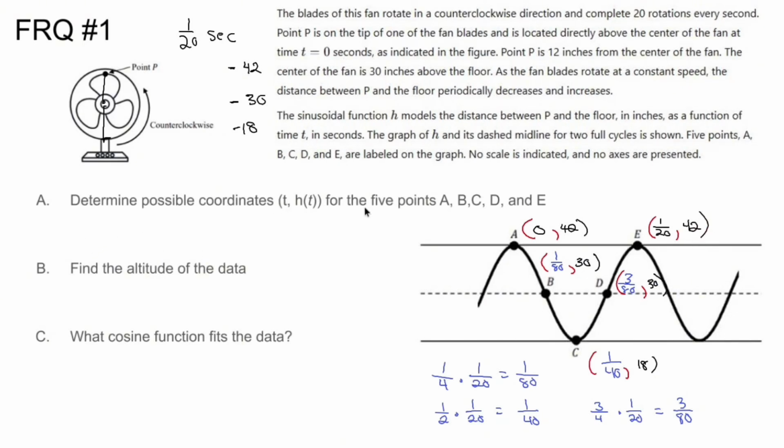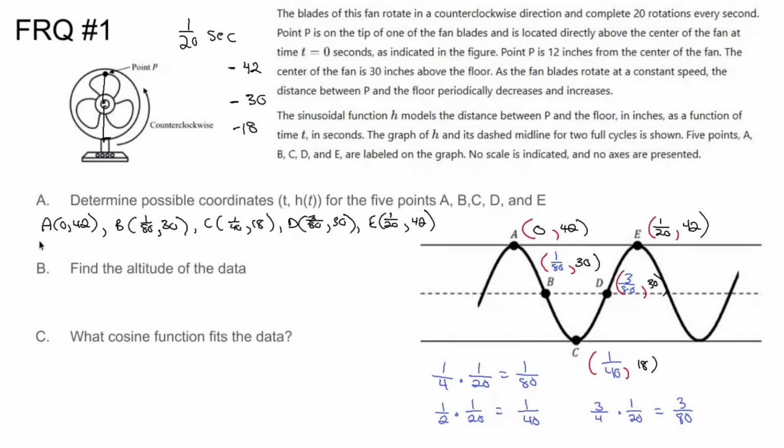So determine the possible coordinates for A, B, C, D, and E. Well, A ended up being (0, 42). B ended up being (1/80, 30). C ended up being (1/40, 18). D ended up being (3/80, 30). And E ended up being (1/20, 42).